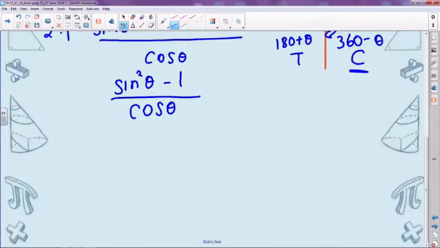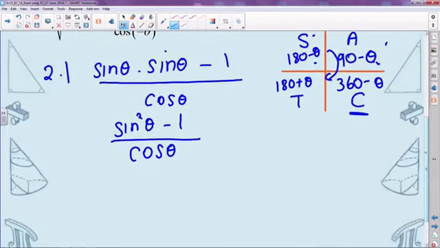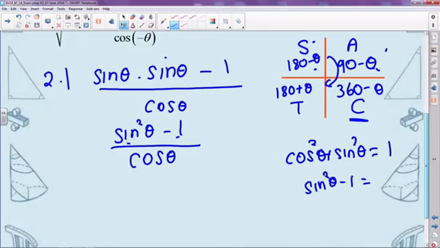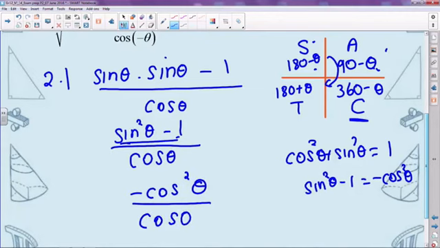Now, there are certain identities that I advise all learners to just know in their head. It might be given to you on a formula sheet, but it's good to know certain identities in your head. One of the famous ones is cos squared plus sine squared of an angle is equal to 1. Now, what do you have? You've got sine squared minus 1. So if I rewrite that, sine squared theta minus 1, I'm taking the cos squared over to the right-hand side. So the numerator I can rewrite as negative cos squared theta. Your denominator will stay the same. And when you divide negative cos squared theta by cos theta, you will just get negative cos theta.